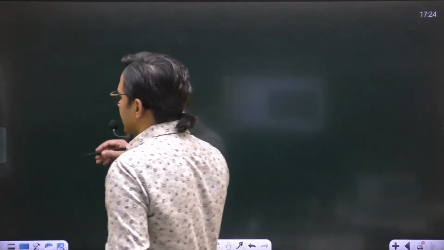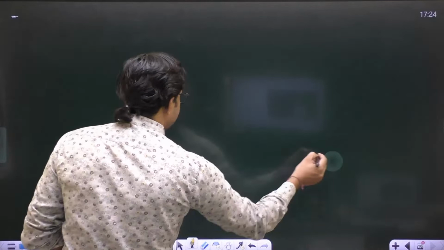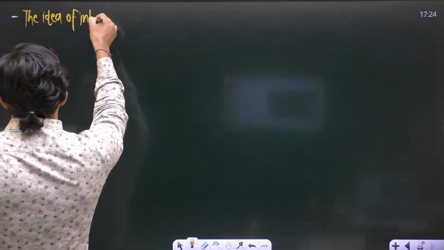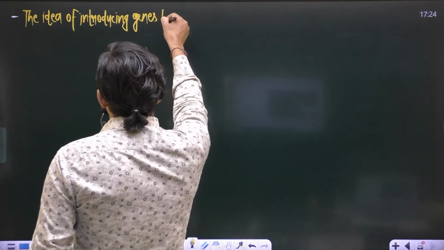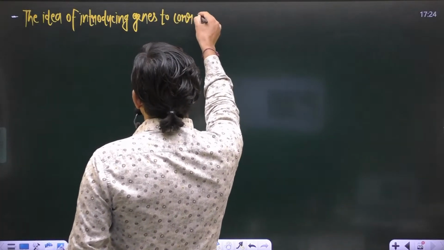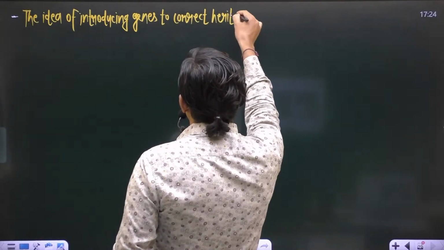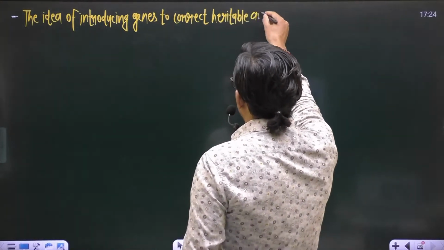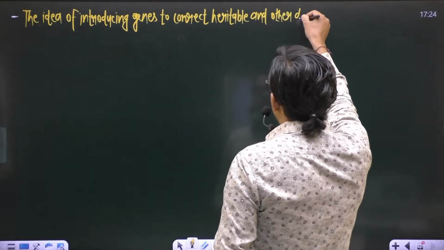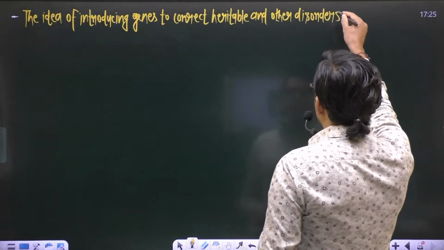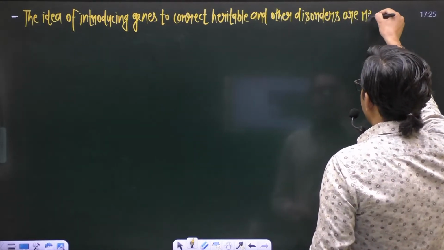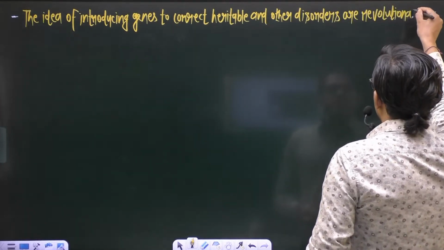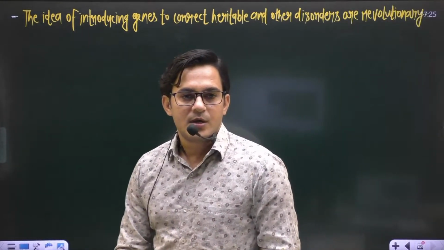Let's take another example. The sentence is: the idea of introducing genes to correct heritable and other disorders are revolutionary. Are revolutionary. This one is also.